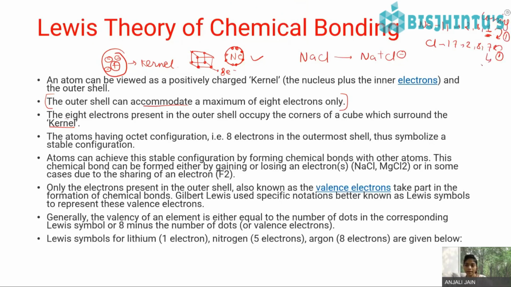This gain and loss of electrons is thus making the bond between Na and Cl. If Na is losing an electron, it will get a positive charge. Cl is taking it, so it will get a negative charge, and thus Na positive and Cl negative form sodium chloride.